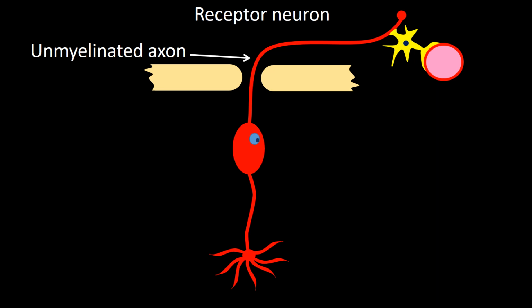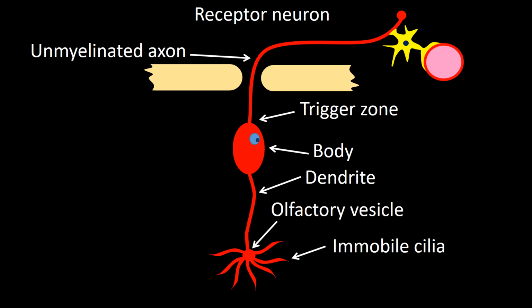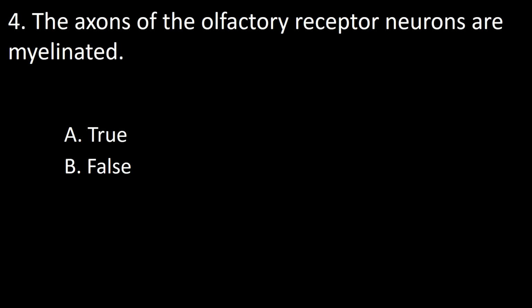The axon is unmyelinated. Other structures in the olfactory receptor neurons are the axon hillock or trigger zone, the body, a dendrite that ends up in a swelling called the olfactory vesicle or olfactory knob, and a brush of immobile cilia arising from the olfactory vesicle. So the answer to this question is B.